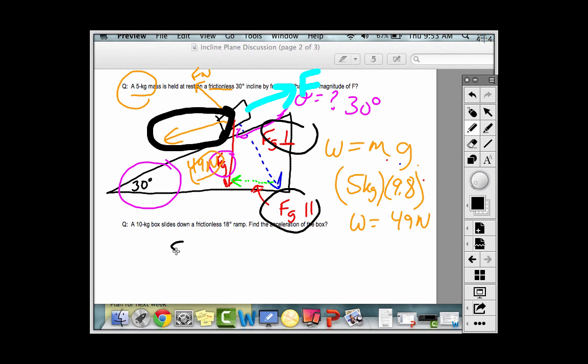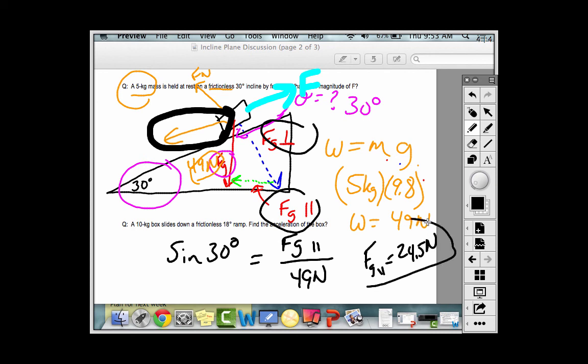Well, I'm going to take, very good, the sine of 30 degrees equals opposite, which is F sub g parallel, over the hypotenuse, which is 49 newtons, which we solved for by using the weight equals mg formula. If you do that math problem, I get a force of gravity parallel equals 24.5 newtons. And that would be the answer.